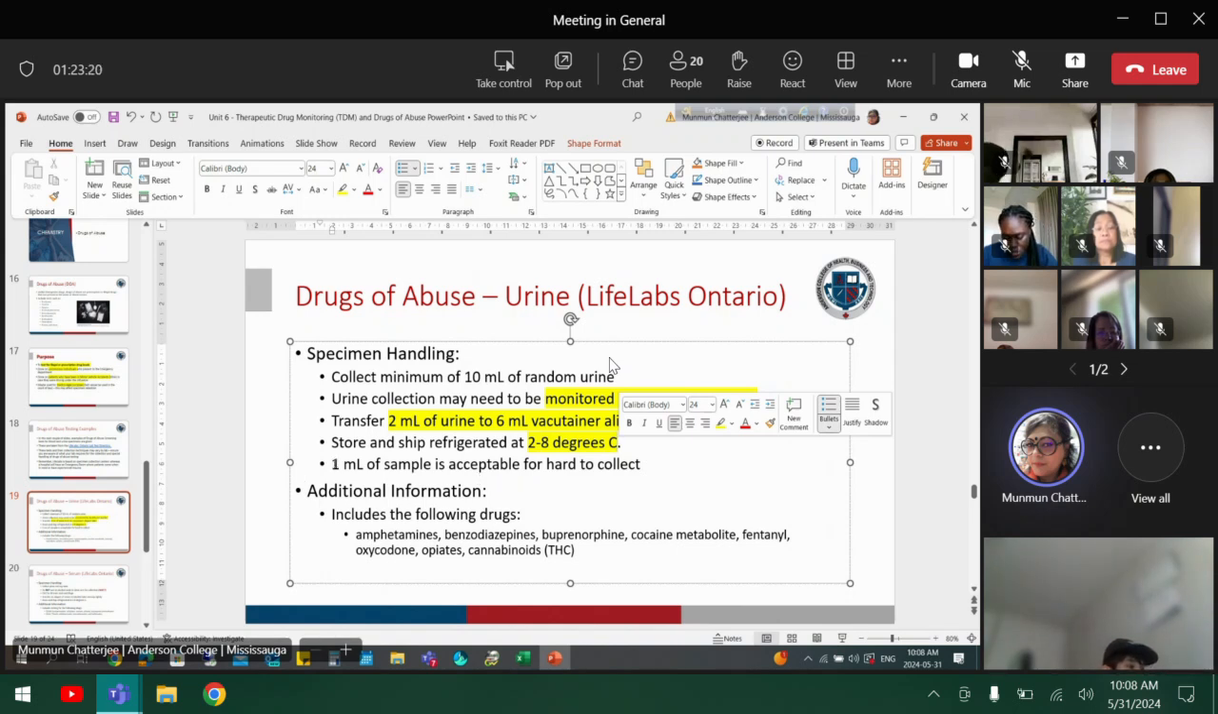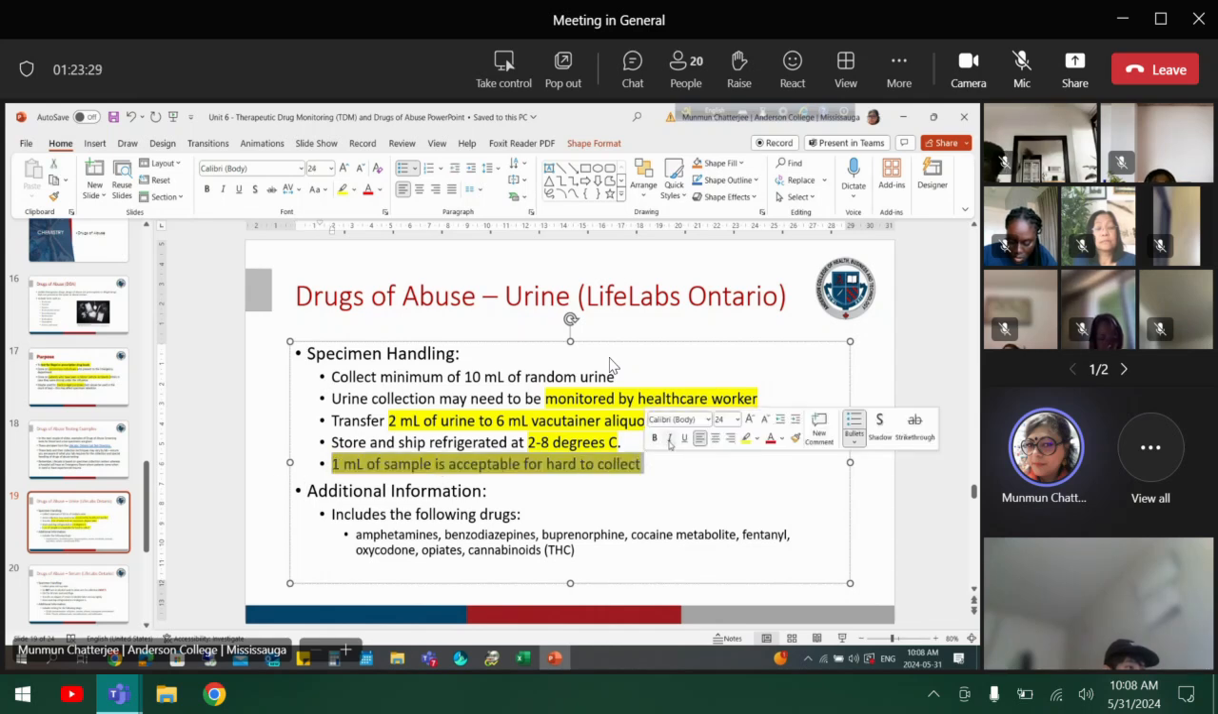If it is hard to collect, you have to write on the requisition that the sample is very hard to collect, so you get only 1 ml sample. That is the step you have to write. Otherwise, the sample is going to be rejected. So, additional information: what type of drugs can be included? Amphetamines, benzodiazepines, buprenorphine, cocaine metabolites, fentanyl, oxycodone, opiates, cannabinoids, THC.